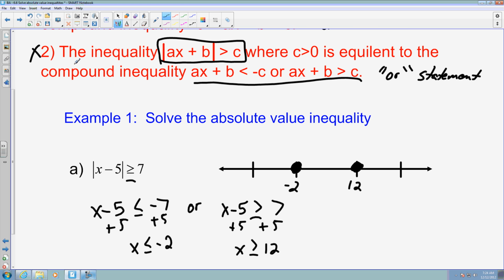So we've determined that x is less than or equal to negative 2 and x is greater than or equal to 12. So that means we can now do our shading, because we decided that it was an or statement, and we're going to shade the outside of our graph. Let's look at another one.